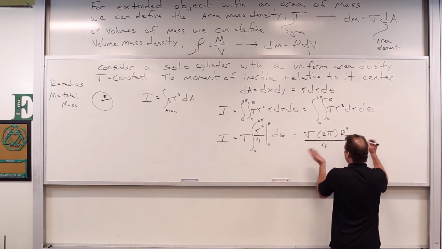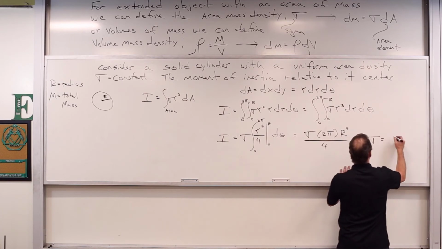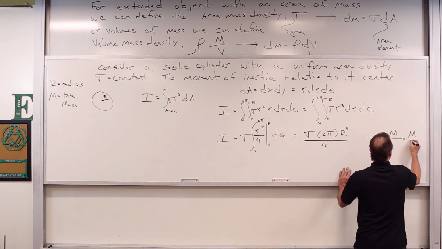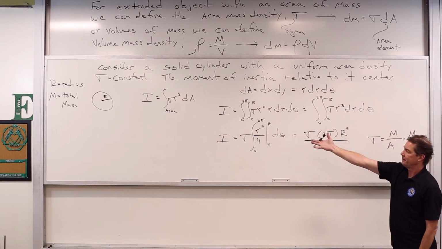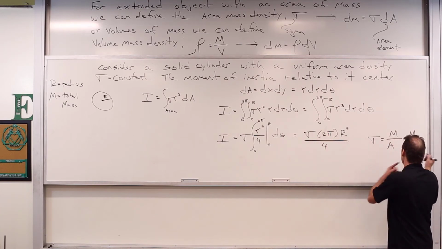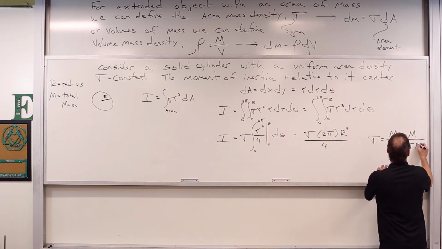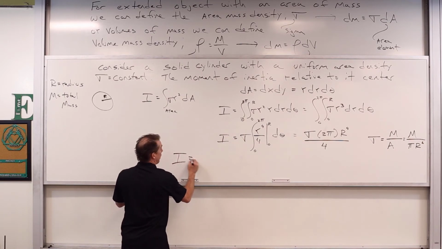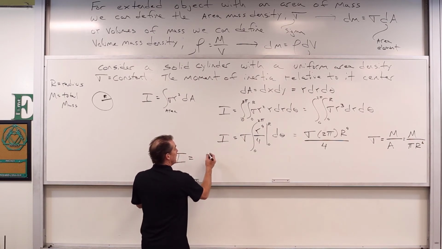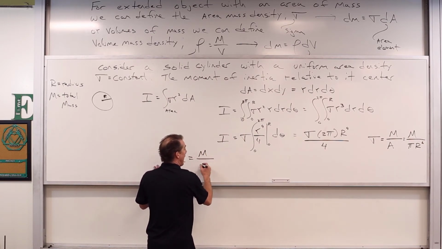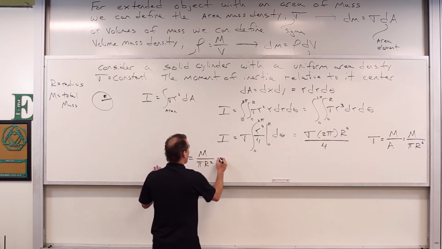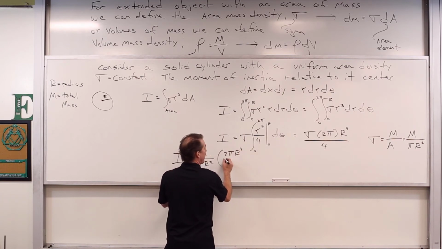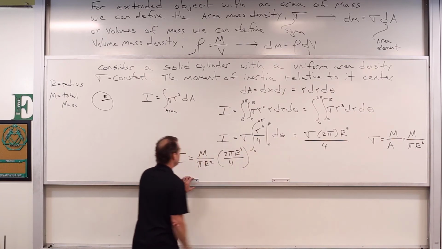Again, we know what sigma is here. Sigma is equal to a constant, so it is the mass divided by the area. What is the area of a circle, cylinder? Just going to be equal to pi r squared. So in the end, we've got ourselves that I is equal to m divided by pi times r squared multiplied by 2 pi r to the 4th divided by 4.